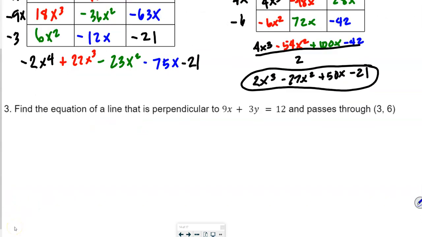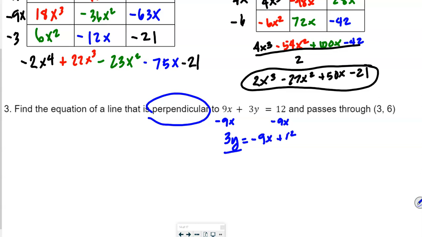This next question says find the equation that is perpendicular to 9x plus 3y equals 12 passing through the point (3, 6). Okay, so the first thing we want to do with this is put it in y equals format. So let's subtract the 9x from both sides. That's going to give us 3y is equal to negative 9x plus 12. Divide everything by 3. When we do that, we get y equals negative 3x plus 4.